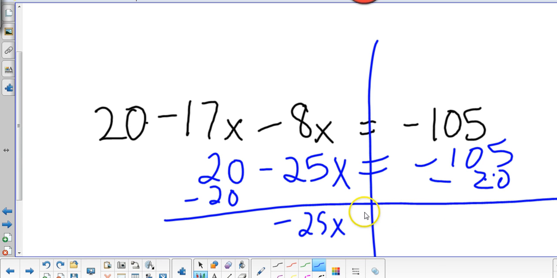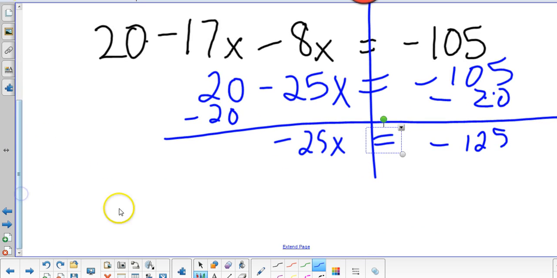Over here, negative 125. And then, divided by negative 25, we're going to get x equals 5.